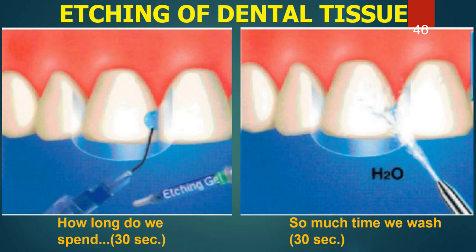Etching of dental tissues. How long do we spend? 30 seconds. So much time we wash: 30 seconds we wash with water.